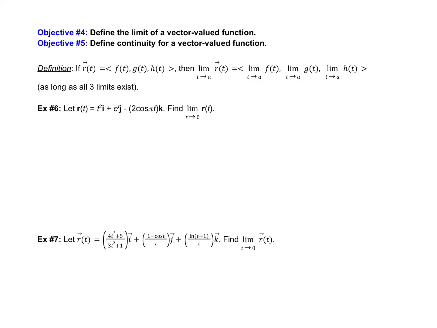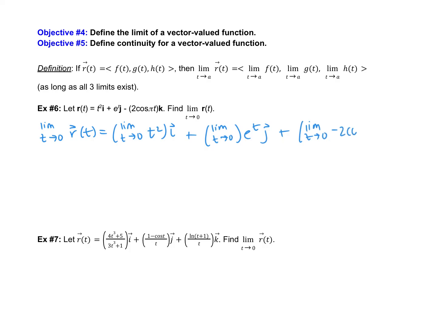So let's look at example number 6. We have a vector valued function in 3 space, and we are finding the limit as t approaches 0. So the limit as t approaches 0 of r of t is going to be the limit as t approaches 0 of t squared, and that'll be my i component. And then the limit as t approaches 0 of e to the t, and that'll be my j component. And then the limit as t approaches 0 of negative 2 cosine of pi t, and that'll be my k component.